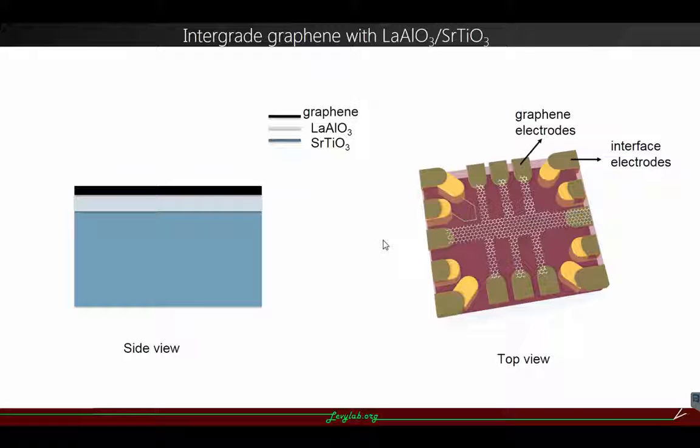So what if we integrate graphene with lanthanum aluminate strontium titanate? Since we can create nanostructures at the lanthanum aluminate strontium titanate interface, those nanostructures can have an effect on graphene. In this way, we can integrate these two systems together and study the new phenomena. Here is a side view of the graphene on top of lanthanum aluminate strontium titanate, and here is a top view. We will fabricate electrodes contacting the lanthanum aluminate interface and also electrodes contacting graphene.